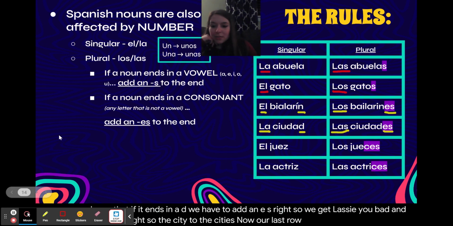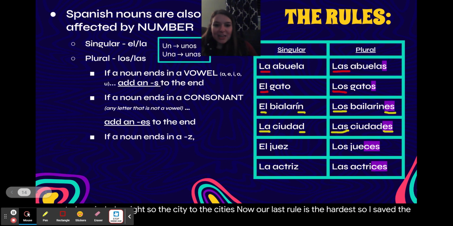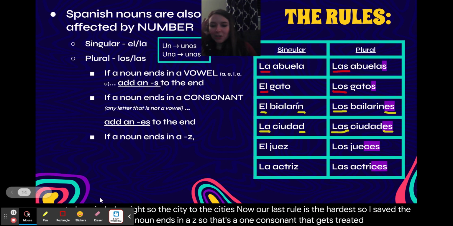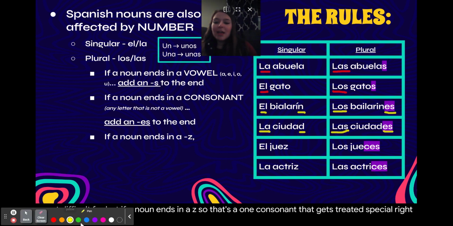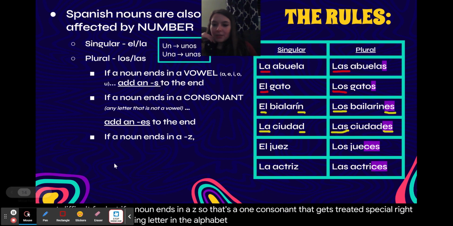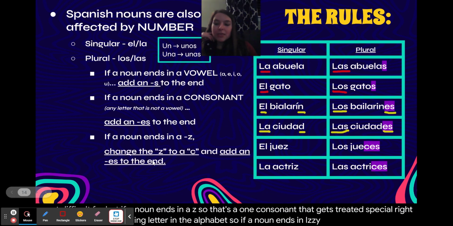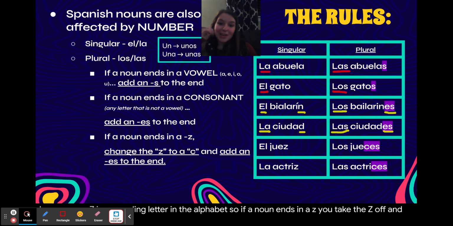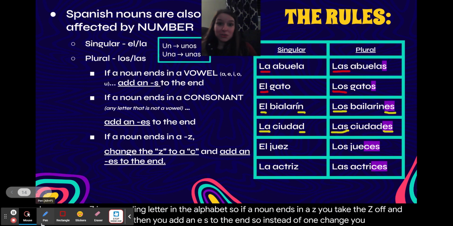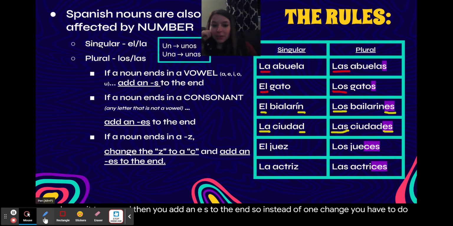Now, our last rule is the hardest, so I saved the most difficult for last. If a noun ends in a Z, that's the one consonant that gets treated special, because Z is the ending letter in the alphabet. So if a noun ends in a Z, you take the Z off and you change it to a C, and then you add an ES to the end. So instead of one change, you have to do 2 changes, which is getting pretty spicy.